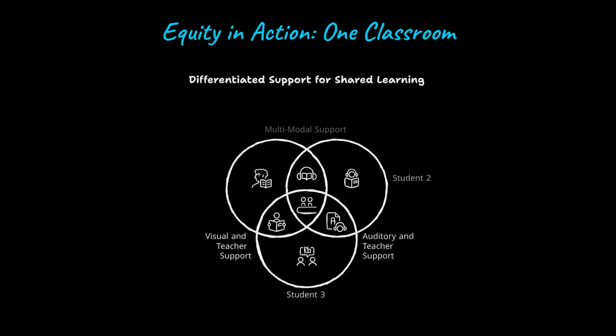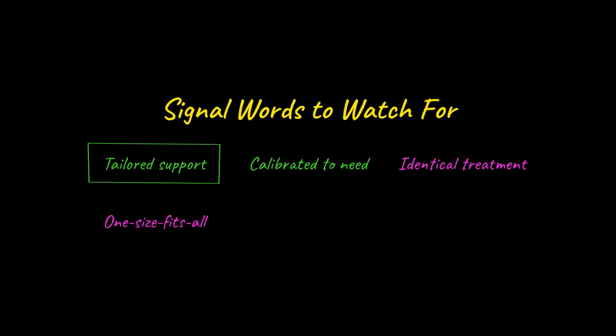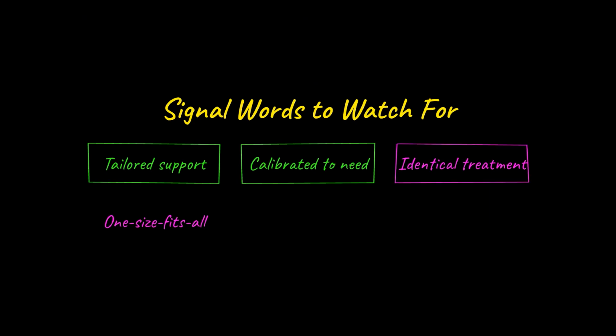Picture 3 students struggling with the same chapter book. One receives a large print version, another an audio version, and a third gets a small group conference with the teacher. The book and the standard never change, only the support is calibrated to each student's situation. On an exam, certain phrases are reliable signals: tailored support and calibrated to need point toward equity. Identical treatment and one-size-fits-all point toward equality. When you see uniform treatment described as fair, that is almost always equality, not equity.